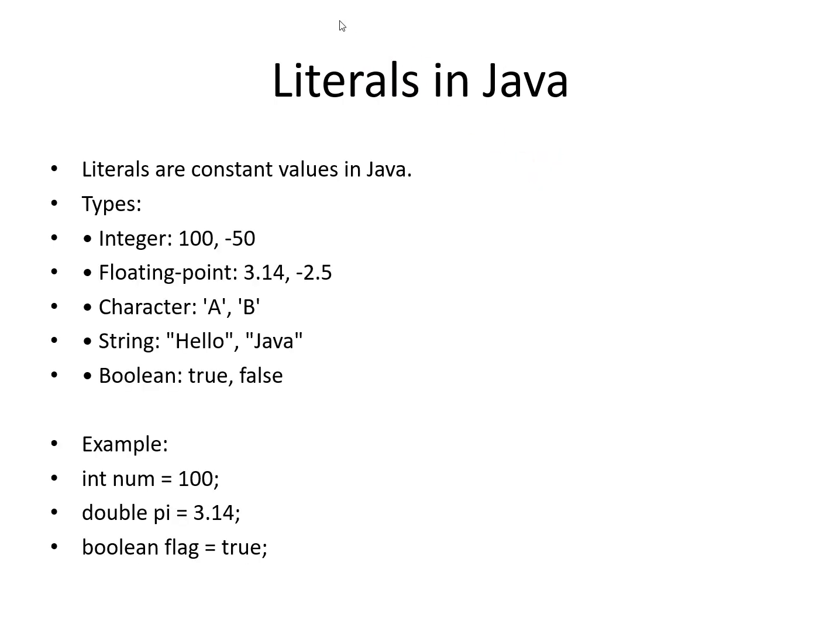Moving on to literals. A literal is a fixed value that doesn't change during execution. Types of literals: integer, float, character, string, and boolean. For example, int num = 100. double pi = 3.14. boolean flag = true. This value doesn't change during execution.